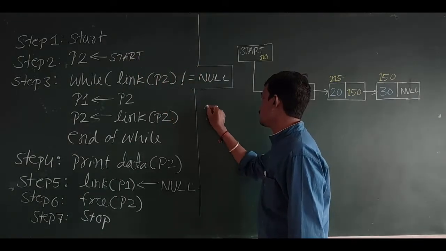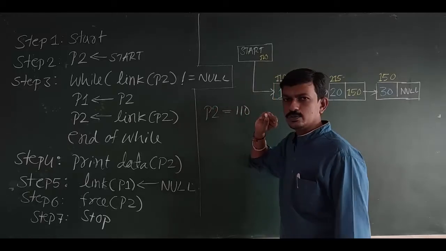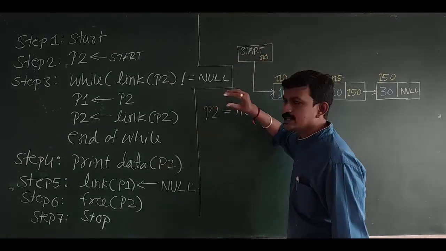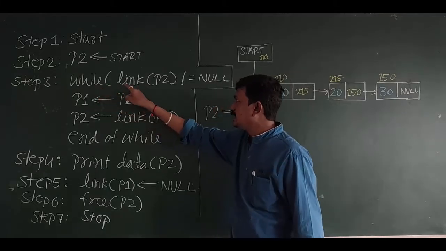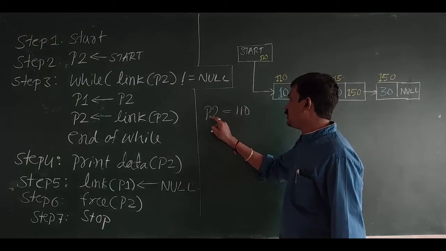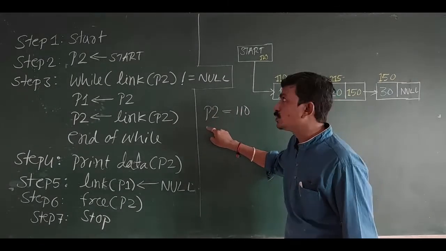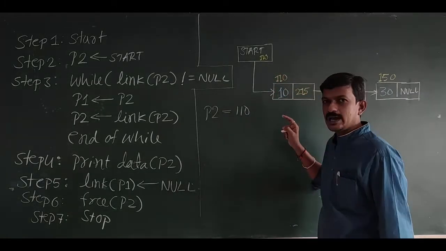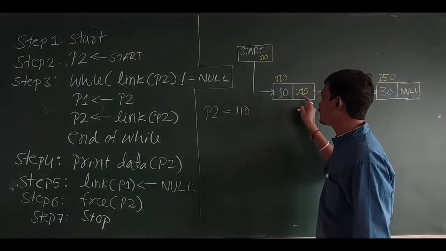Now I am assigning p2 equal to 110. The content of the start pointer is assigned to pointer p2. While p2 is not equal to null, p2 contains the memory location of a node, that is 110. In this memory location, we have a node that consists of two different parts: the data part and the link part.